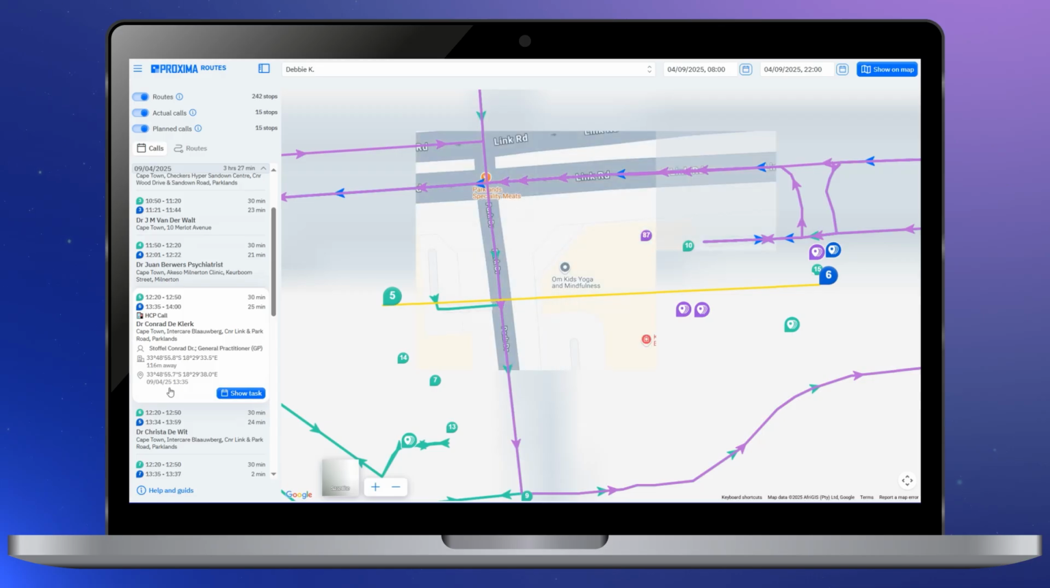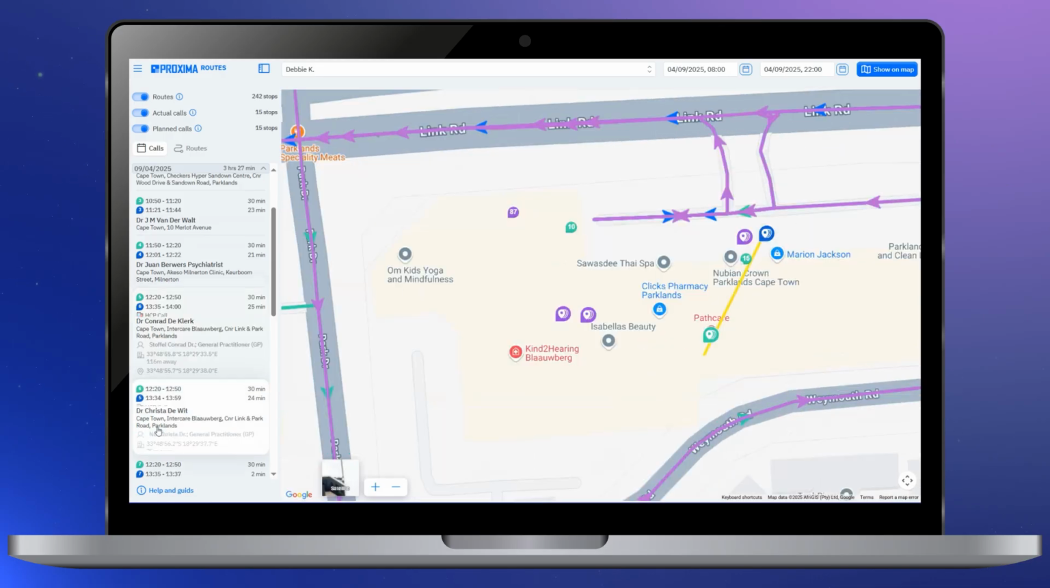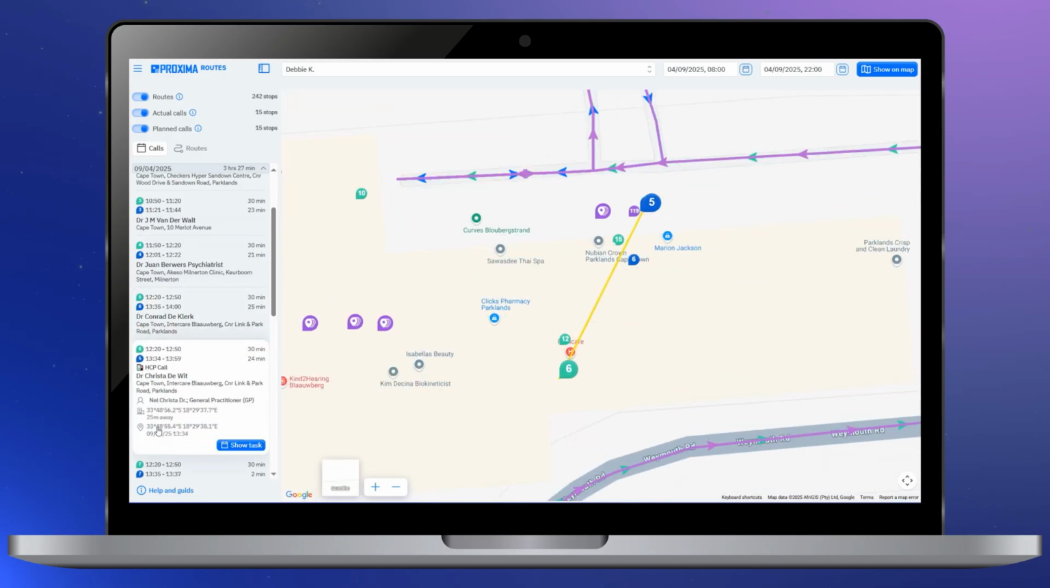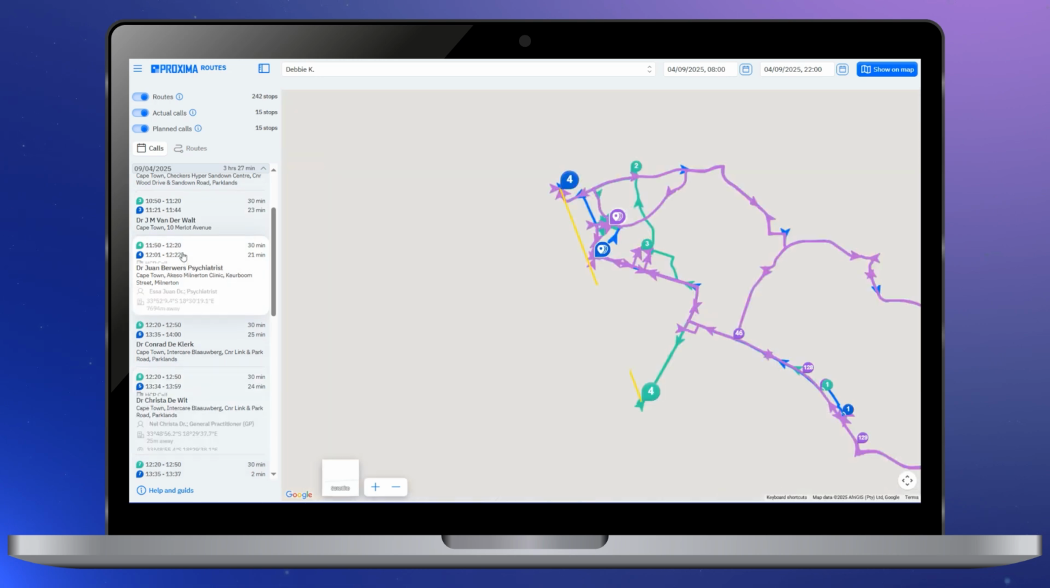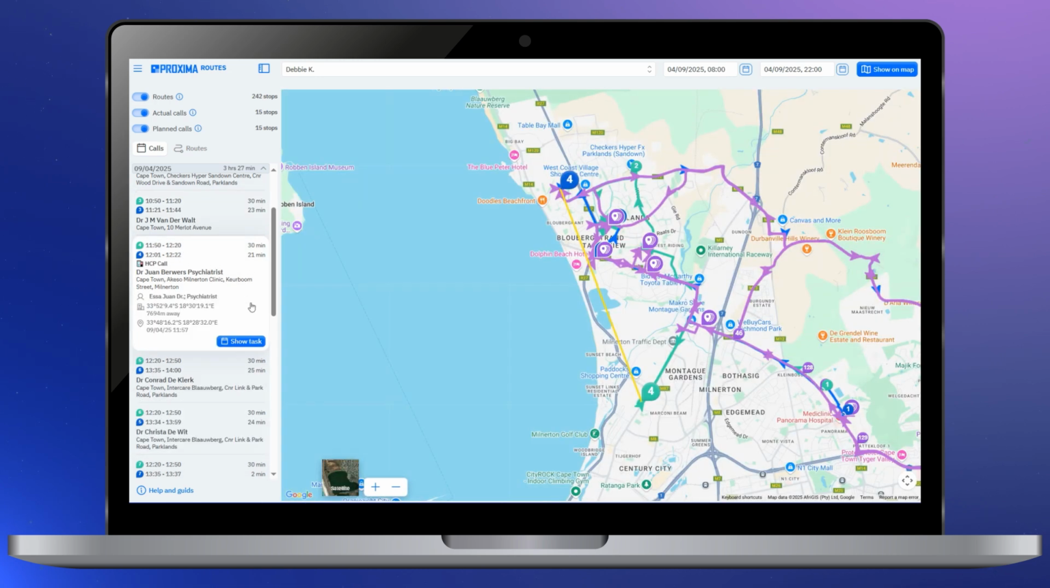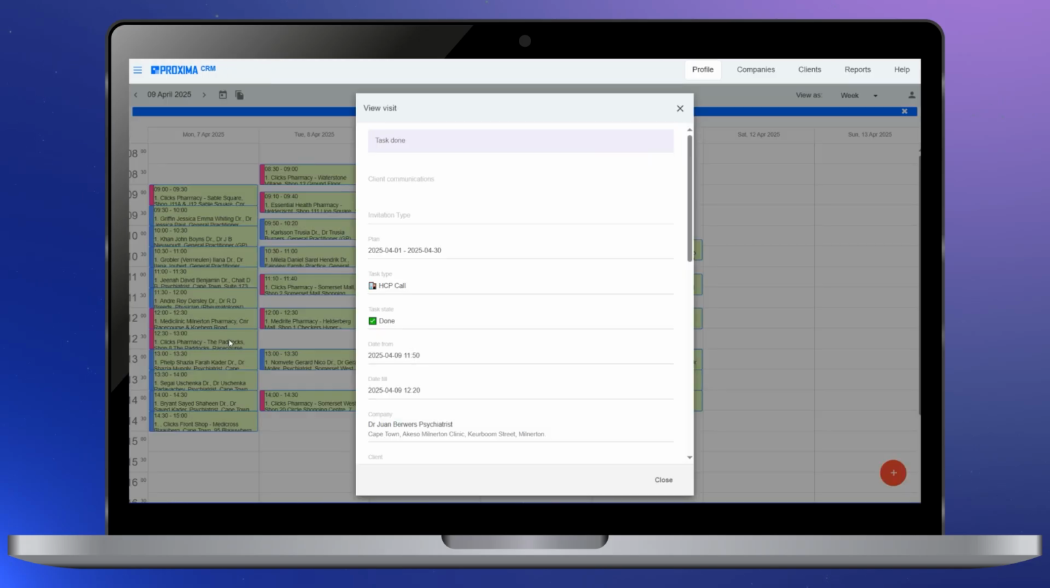Some of the visits were closed correctly. I have the option to take a closer look at specific visits. I can go directly from this map view to the card of a specific visit.